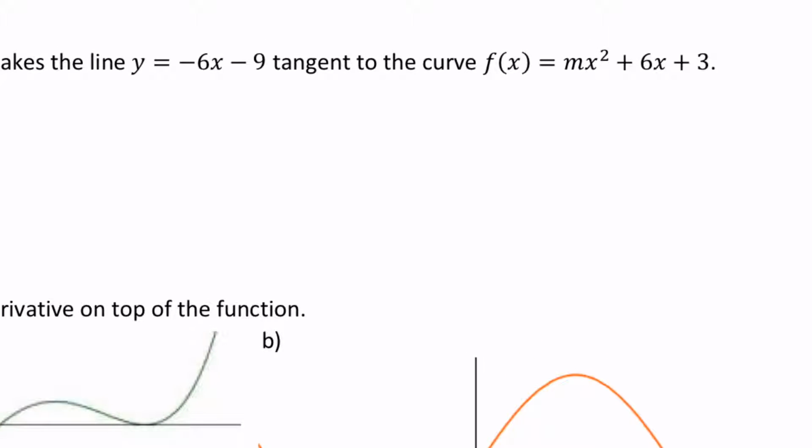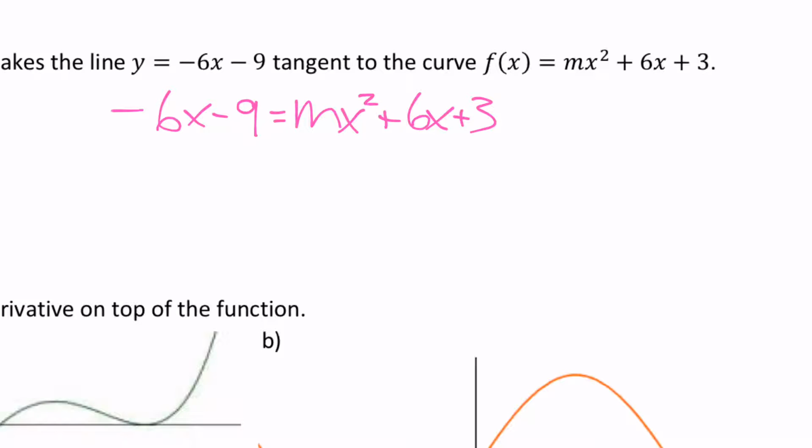So that means negative 6x minus 9 can equal mx squared plus 6x plus 3, assuming that that x in this equation represents the x value of the intersection point. So there's one equation. What's the other equation we get?